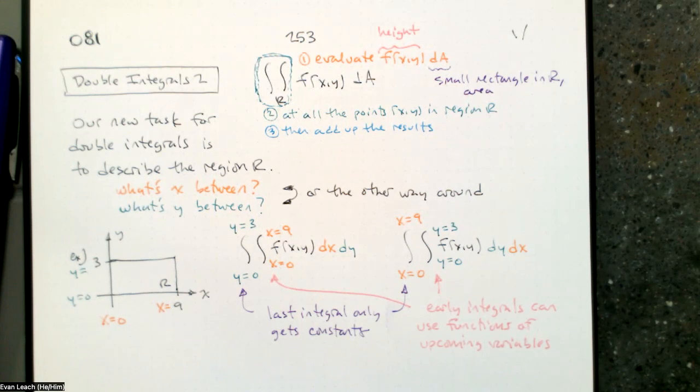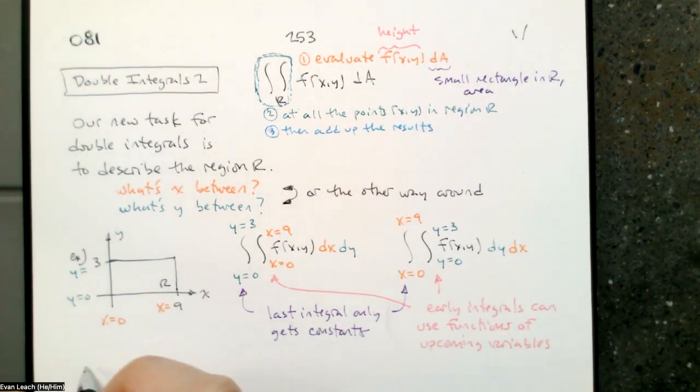What we're going to do now is continue what we were working on last week, where we start dividing this region up by cutting through it with some functions. And we say what's x between and what's y between. Now we're going to write two double integrals to describe the region.